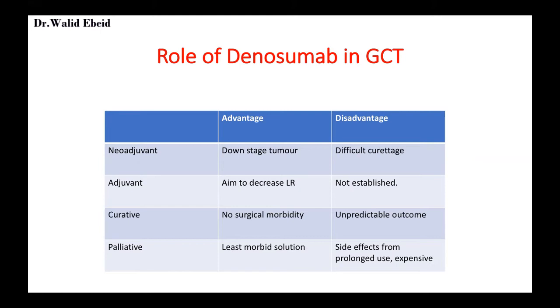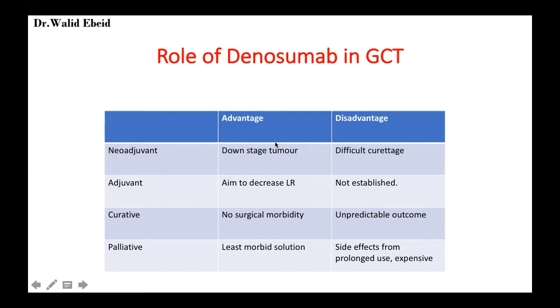It could be used as a neoadjuvant treatment. You see a patient with a giant cell tumor that is aggressive, you give him denosumab, then instead of doing resection, the bone forms and you can do a curettage instead. So you do a less destructive surgery because you gave him denosumab up front. So that's the advantage, it could downstage the tumor.